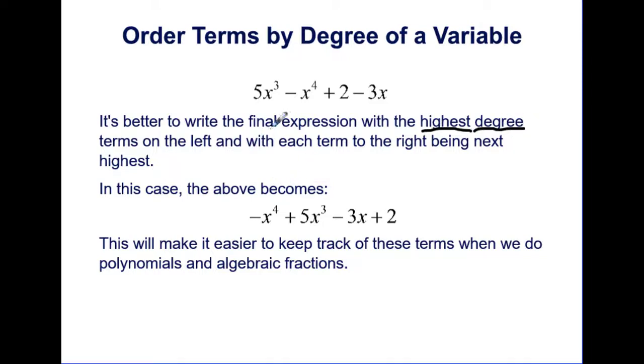In this case, our highest degree is a 4. So that is going to be written first: negative 4x to the fourth, followed by your degree of 3, then 1, and then 0. Think of this like x to the 0. This will make it easier to keep track of these terms when we do polynomials and algebraic functions later on.